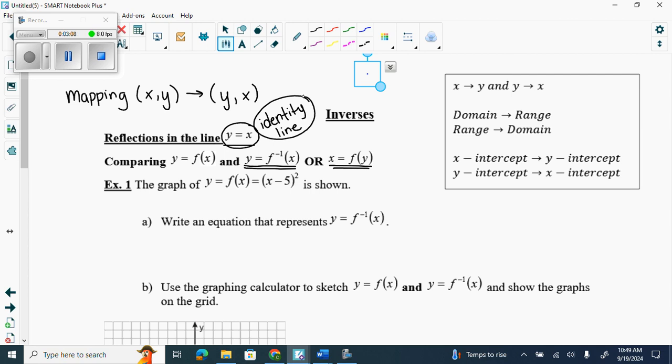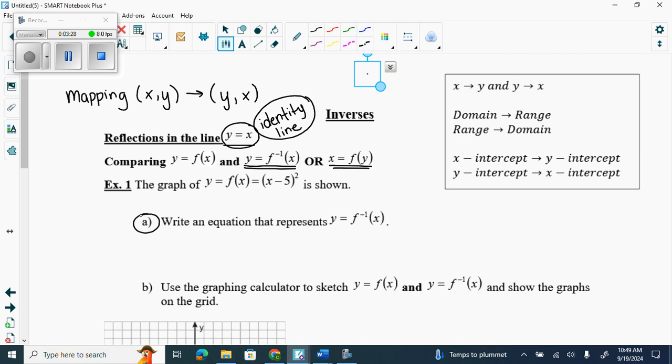Okay, so the first thing we're going to do today is we're going to write an equation. Now the catch here is that unless I ask you to write an equation of the inverse, you actually don't have to find the inverse. You might be like, what? Why? Because if I ask you anything about the inverse, you can get all the information from the original.